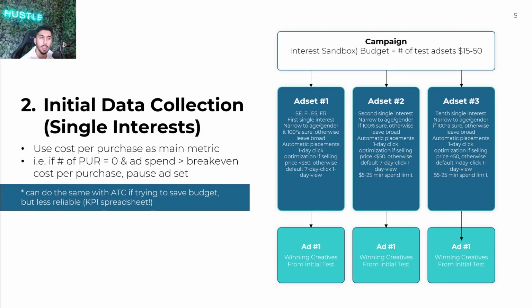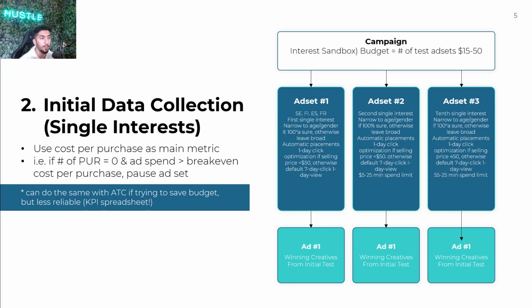Okay, now we are on the second step of the process. After finding the best creative in the first step, guys, now we're going to the second step, which is initial data collection, single interest, guys. Here is where we test single interests with our best creative in order to find the best interest faster and basically scale our interest and scale the campaigns, right? So use the cost per purchase as the main metric, guys.